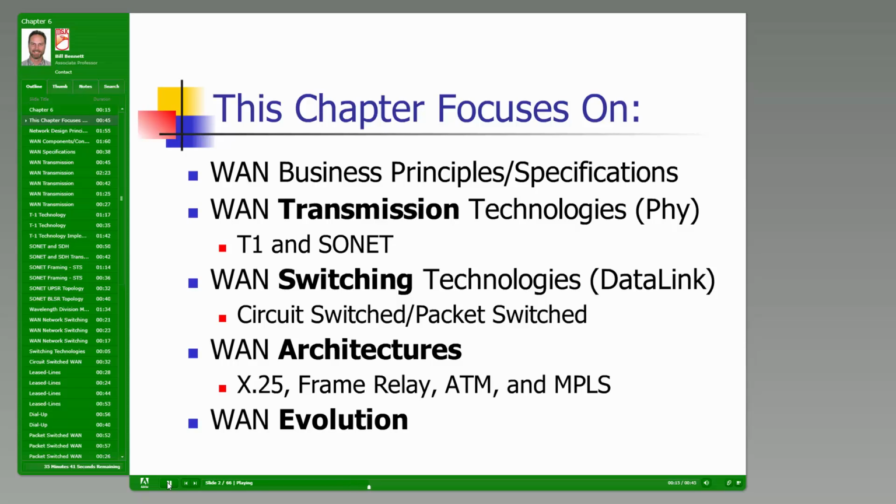Also, we'll look at WAN transmission technologies, which is physical layer, and we'll be covering T1 and SONET. We'll also talk about WAN switching technologies, which occurs at the data link layer. We'll look at circuit switched as well as packet switched. And then we'll cover WAN architectures, which will include X.25, frame relay, ATM, and MPLS. We'll also have a little bit at the end on where WANs are headed with WAN Evolution.